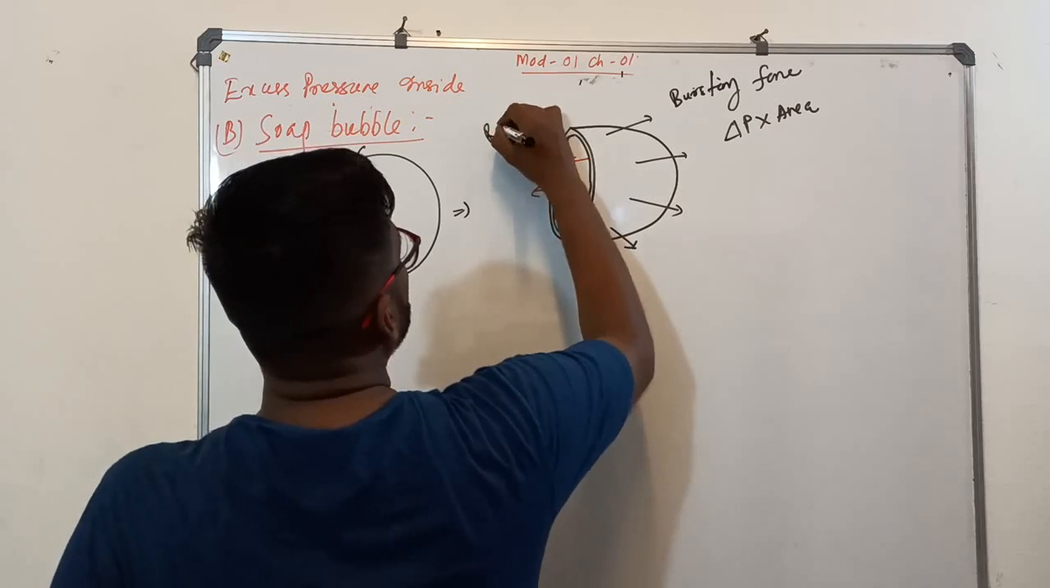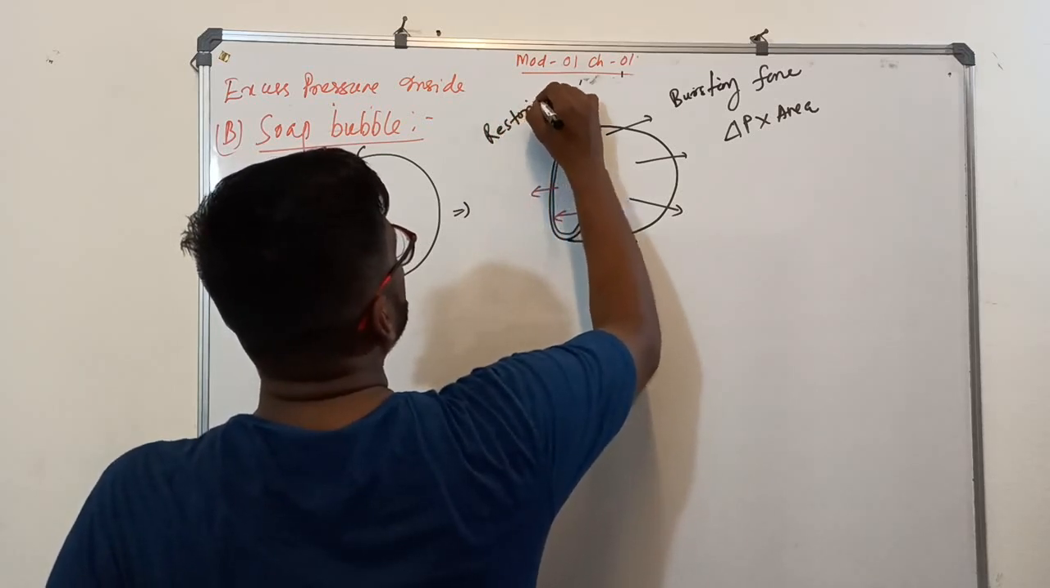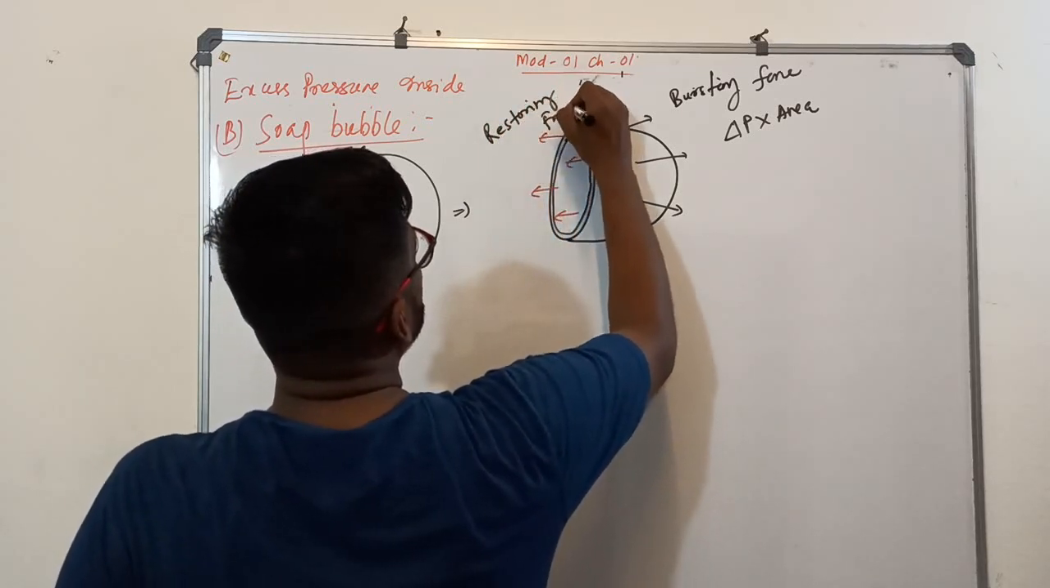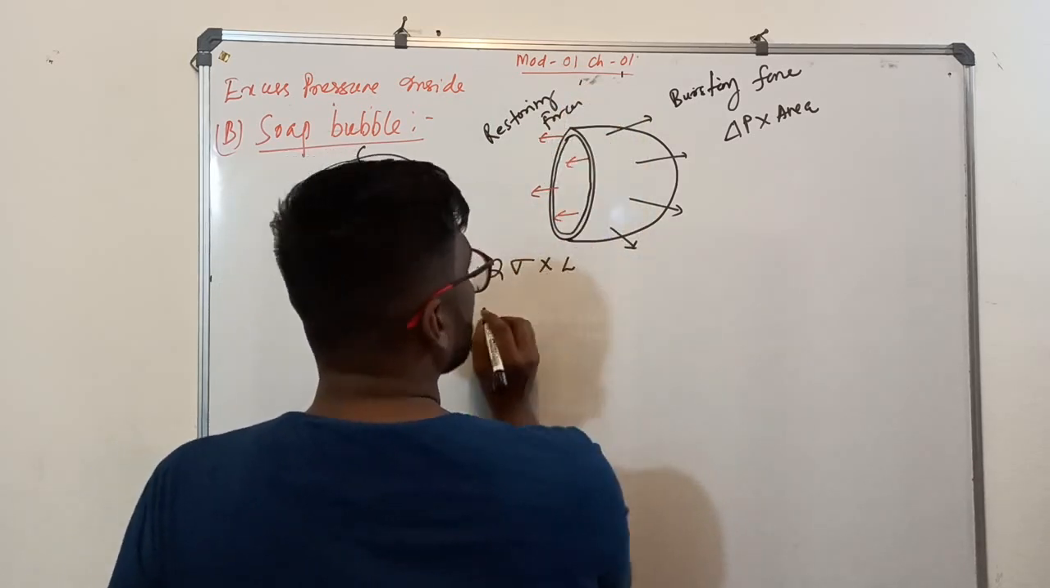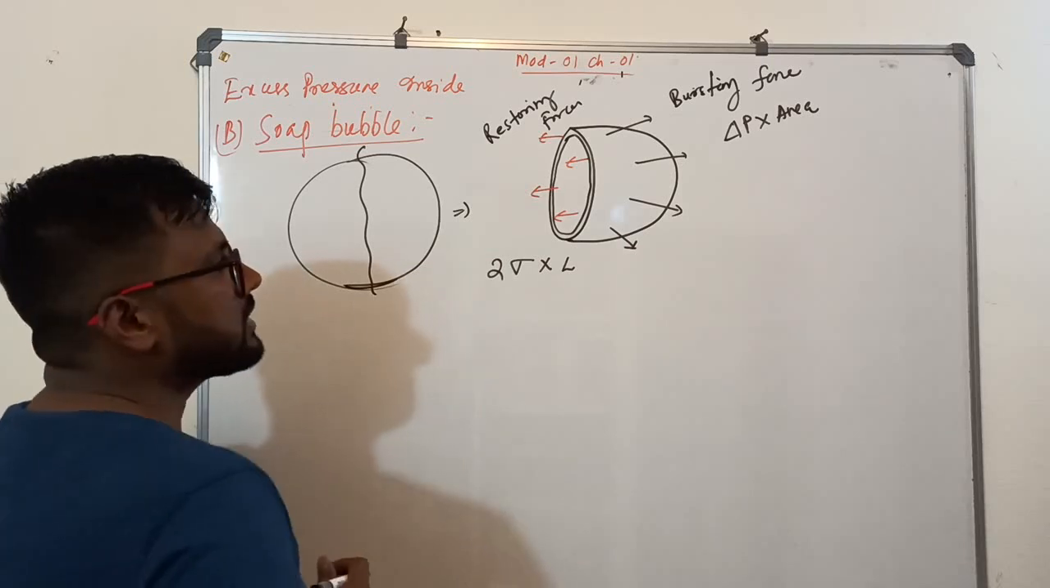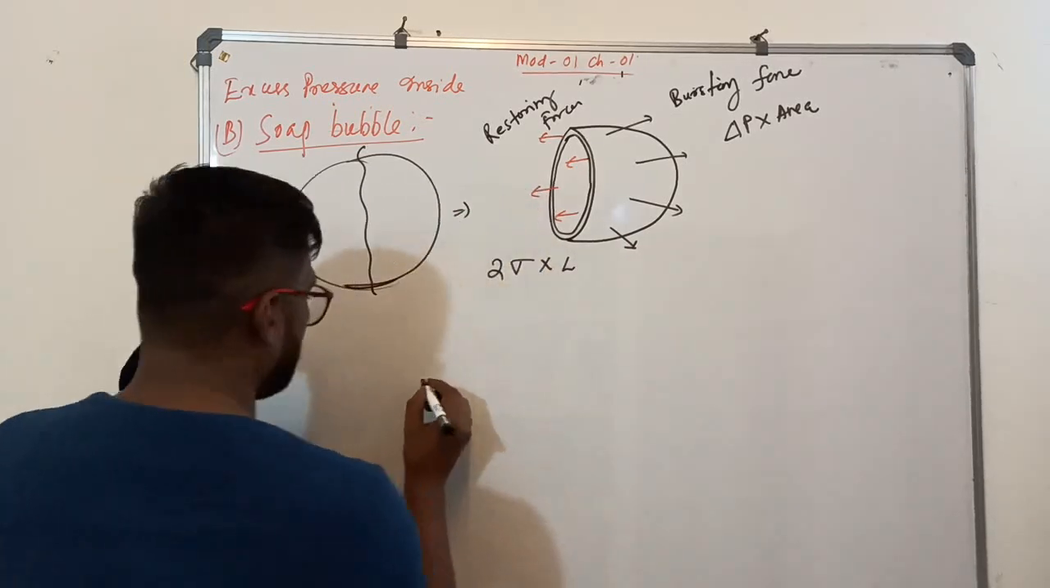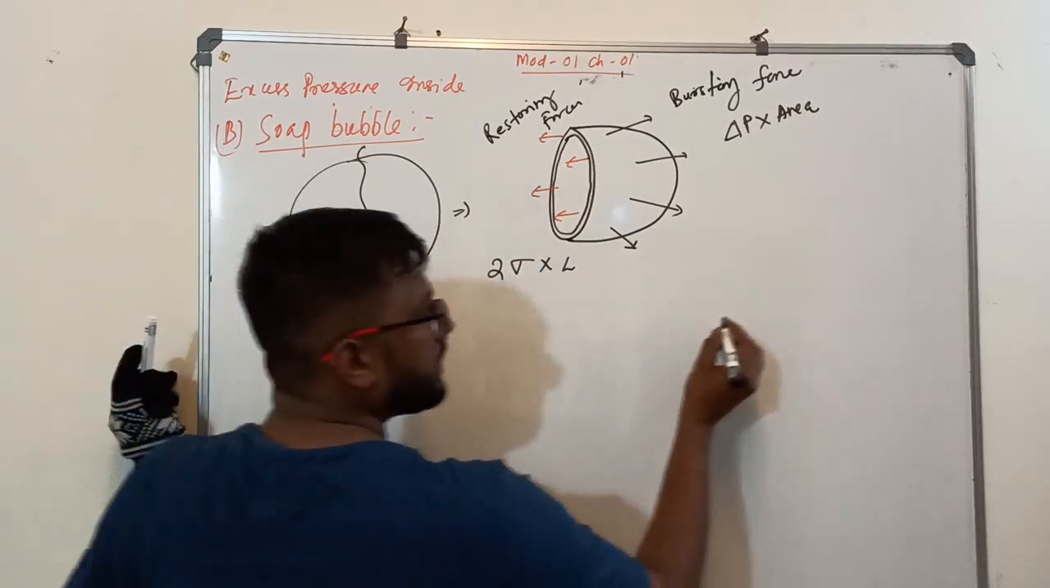Your restoring forces are because of surface tension. How many surfaces are there? 2. So 2 sigma into L. This is your restoring force. Basically, how does it look? How does it look if I draw it here?